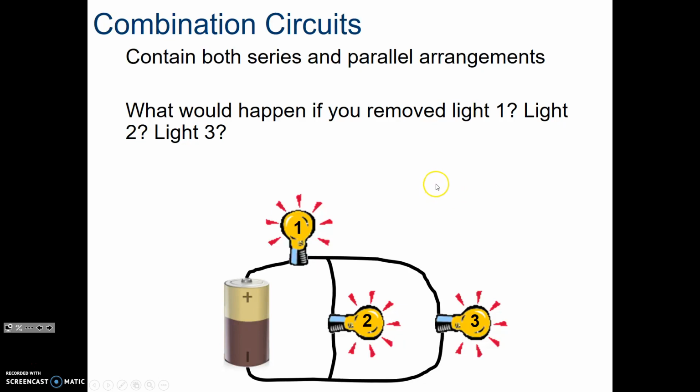Now we can combine them into combinations, and this is where it gets a little bit more complicated. So what would happen if you remove light 1? All of it would go out because this is in series with these two. What happens if you remove light 2? Nothing. It would just light number 1 and number 3, which would now be in series with each other.